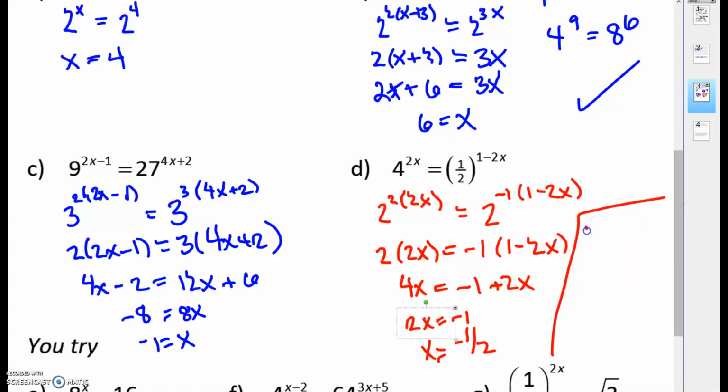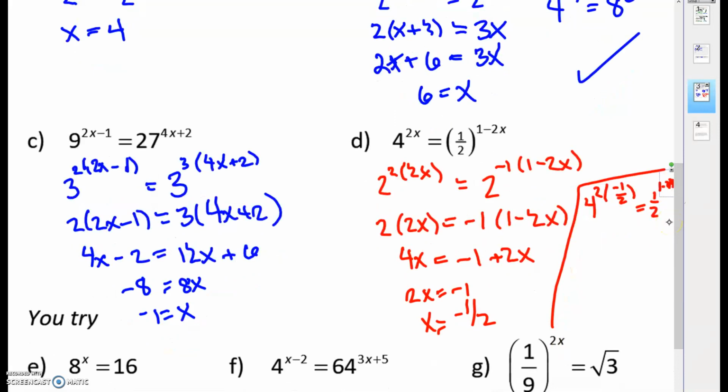I want to know, does 4 to the 2 times negative 1/2, does that equal 1/2 to the 1 minus 2 times negative 1/2? Okay. Well, 4 to 2 times negative 1/2 becomes, does 4 to the negative 1 equal 1/2 to the 1 minus negative 1? Or does 1/4 equal 1/2 squared? Indeed it does, so that works.